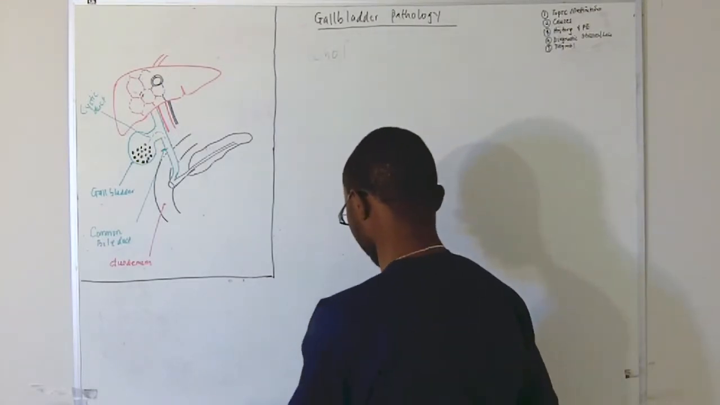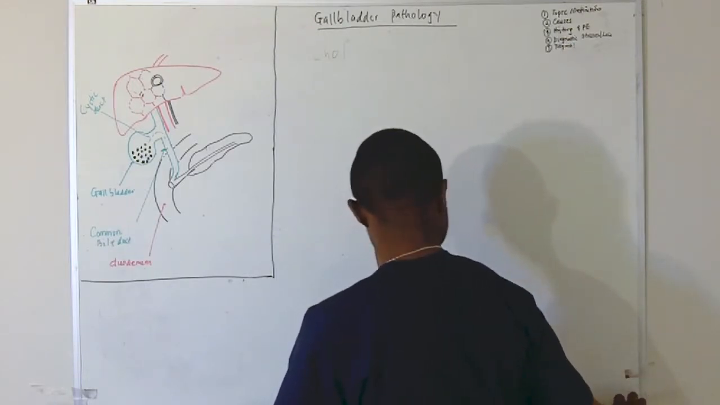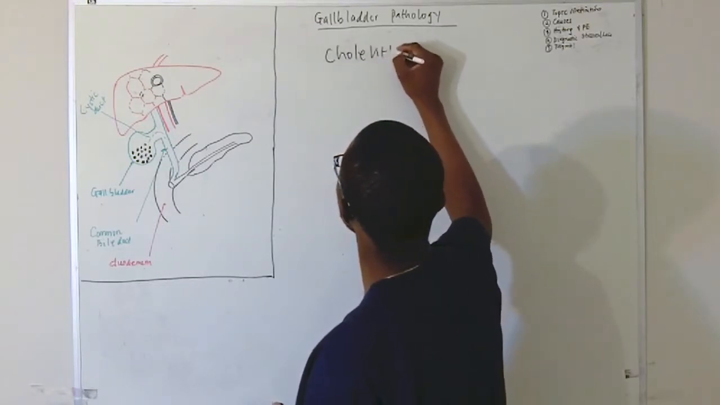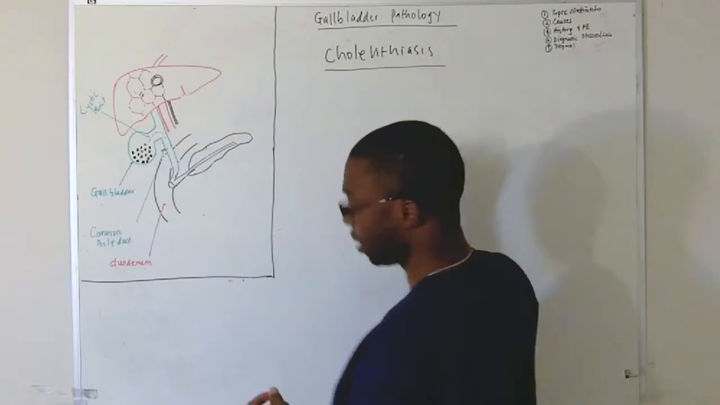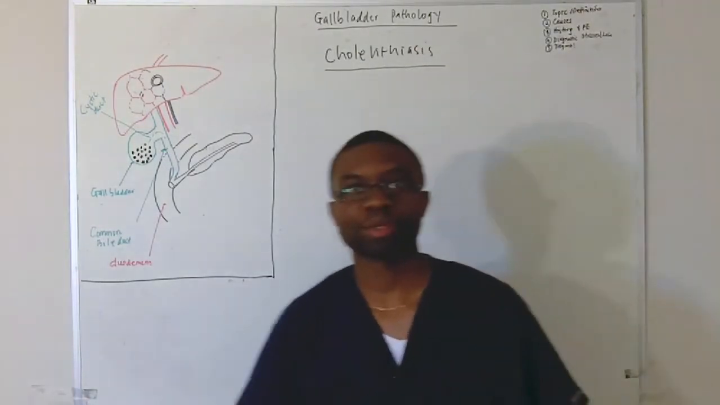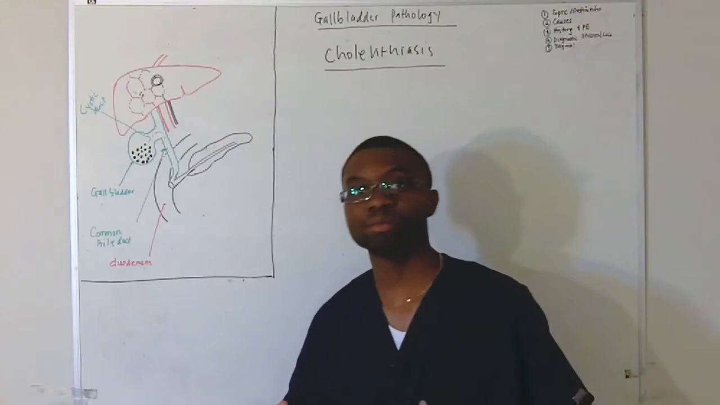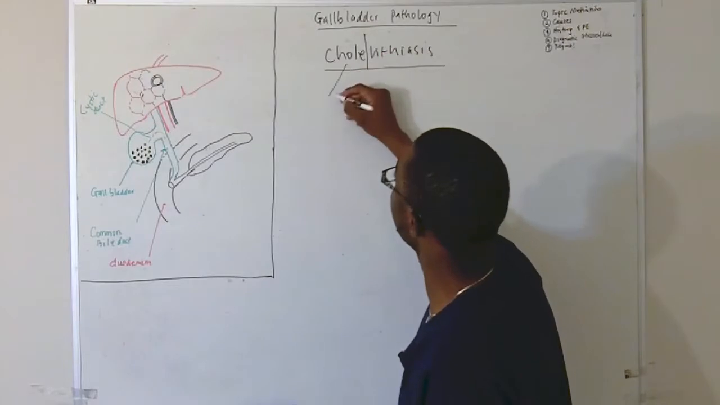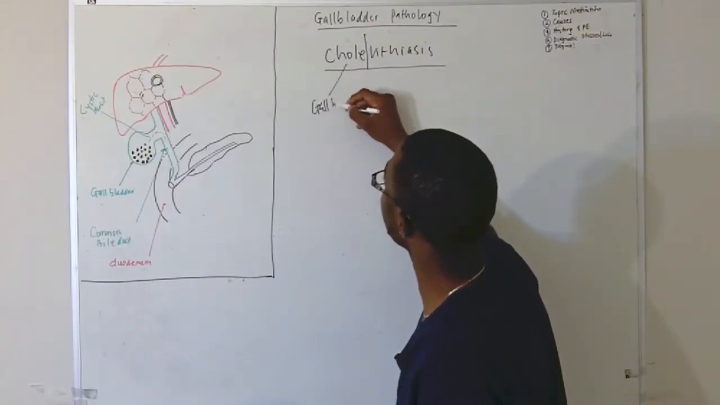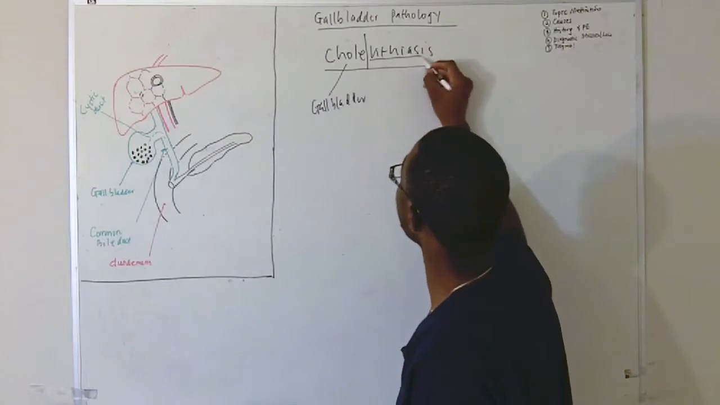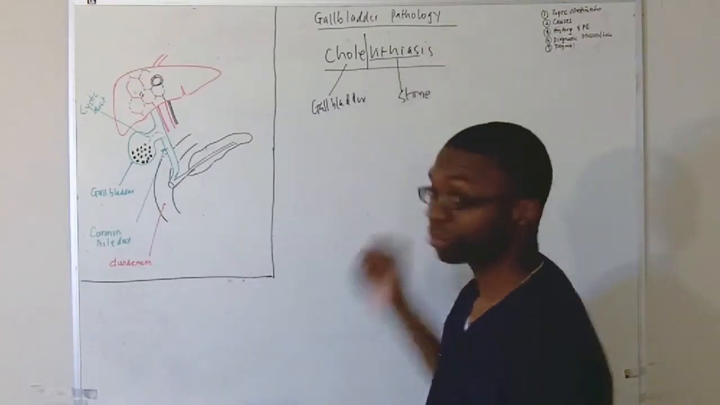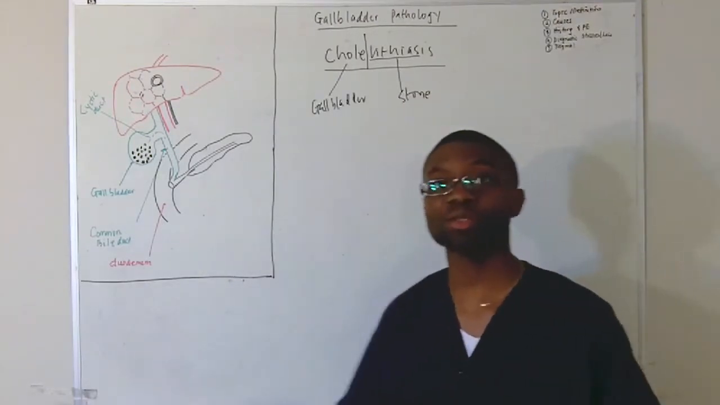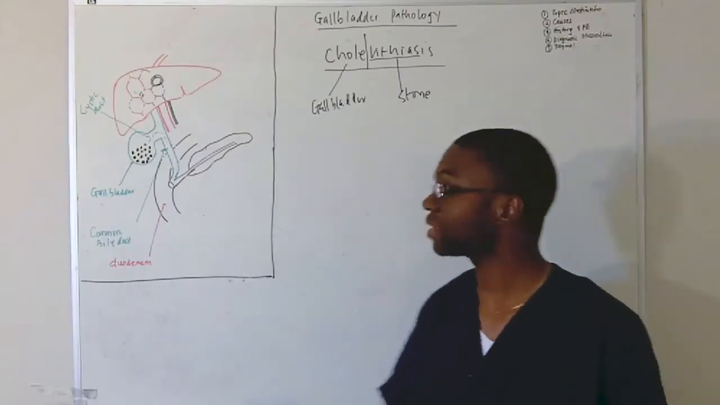Like I always try to explain to students, the first thing you want to do is to break the word into pieces. Cholelithiasis. Chol means gallbladder. Lith means stone. So we just broke down the pathology. Gallbladder stones is a fancy name for cholelithiasis.